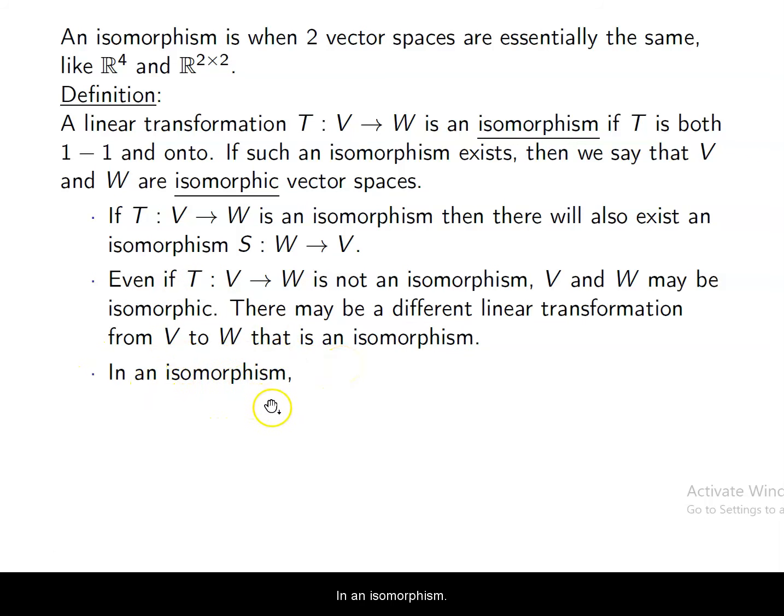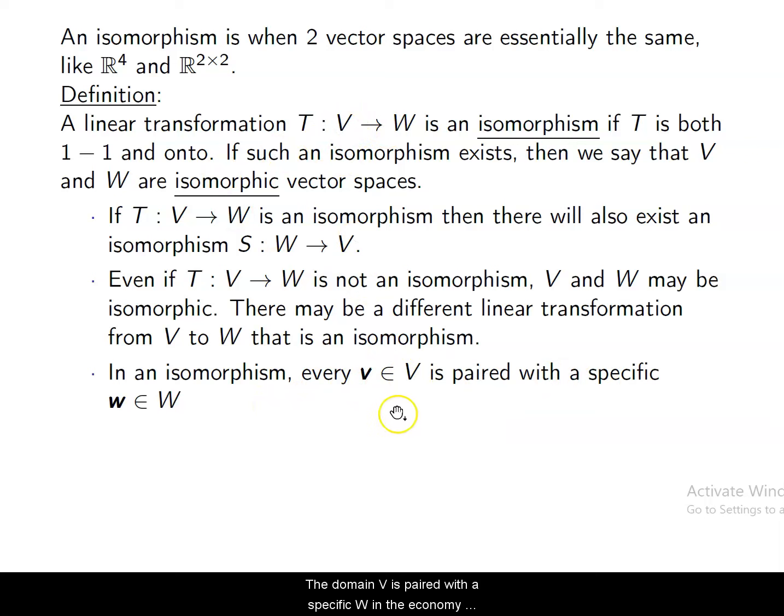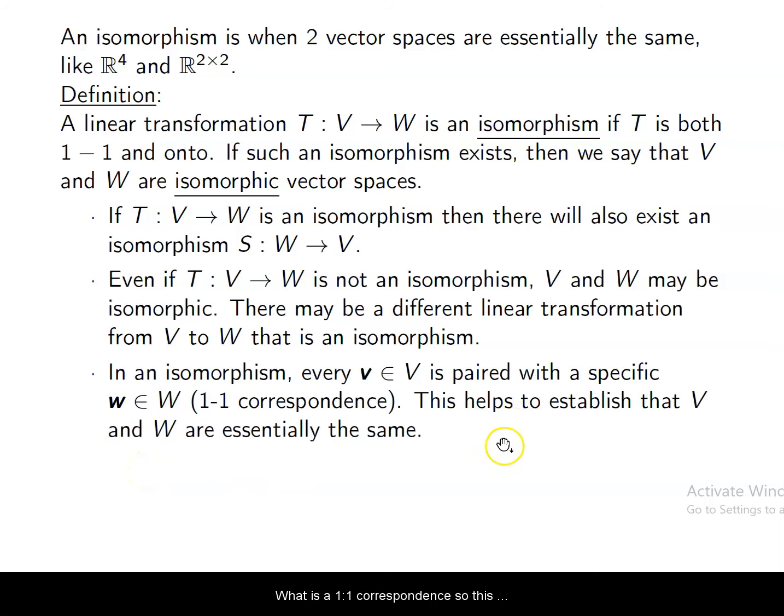So in an isomorphism, every vector v in the domain V is paired with a specific w in the codomain, right? And that's because it is one-to-one and onto. Every single vector here maps to a distinct, unique vector in W and so forth, right? So this entire space is mapped to this entire space uniquely, right? So there's a one-to-one correspondence. So this helps to establish that V and W are essentially the same, right? So this is a very important property we're going to discuss right now.